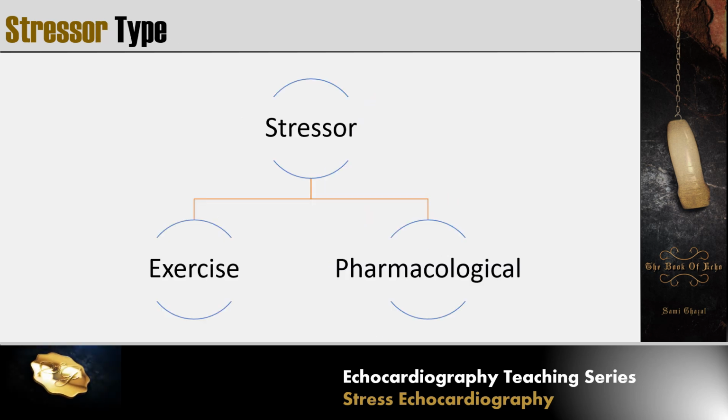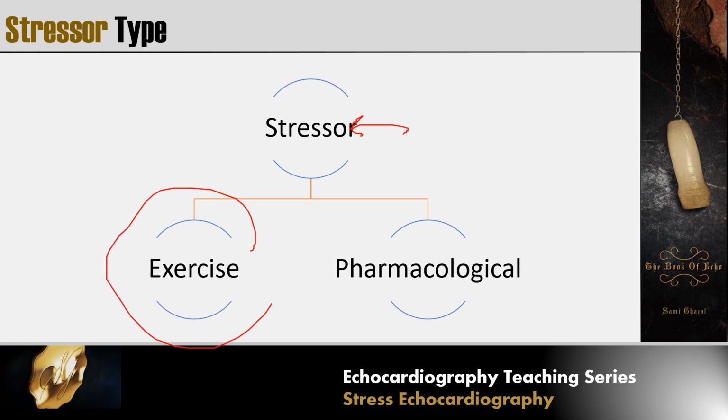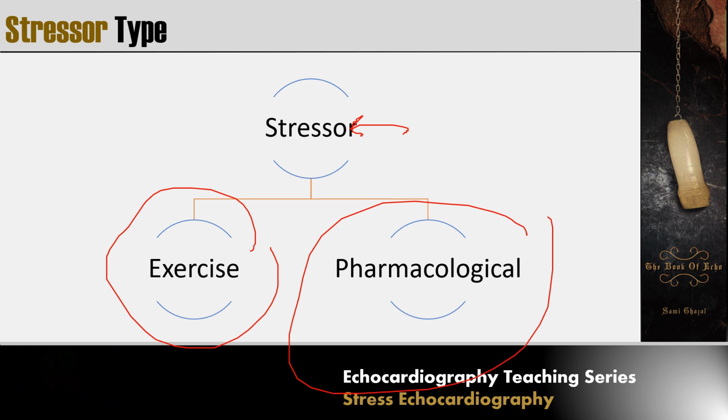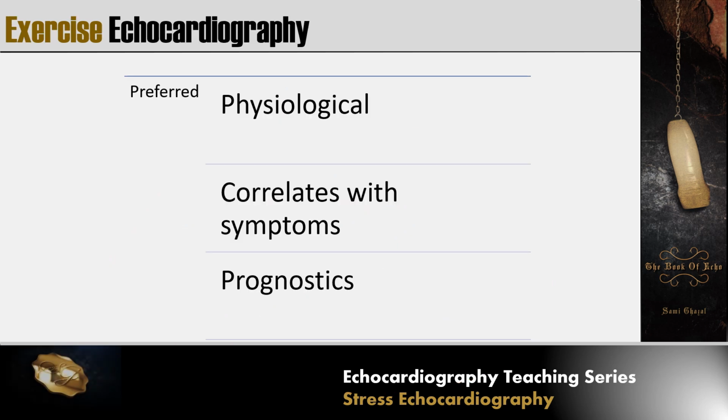We'll start with the stressor type. We have two main stressors we use in echocardiography. It's either exercise or pharmacological stress echocardiography. We start with the exercise echocardiography. So exercise is always the preferred mode of stress we use in echocardiography. It is the preferred one in most of the indications, with only a few exceptions.